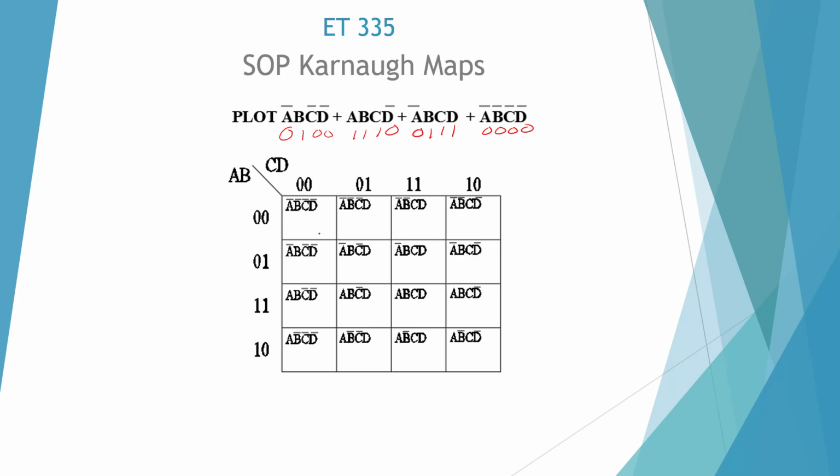0, 1, 0, 0. So we're going to put a 1 here. And then we have 1, 1, 1, 0. We're going to put a 1 over here. And 0, 1, 1, 1 here. And 0, 0, 0, 0, and we've got a 1 there. And that looks pretty good.